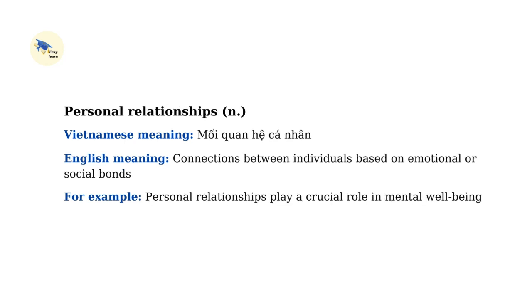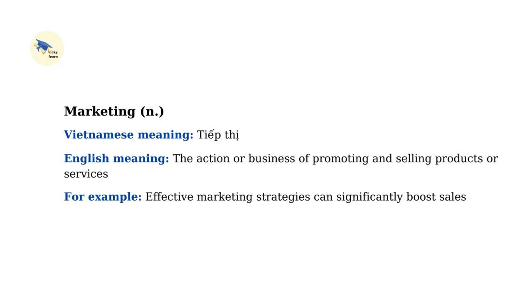Personal relationships. Mối quan hệ cá nhân. Connections between individuals based on emotional or social bonds. For example, personal relationships play a crucial role in mental well-being. Marketing. Tiếp thị. The action or business of promoting and selling products or services. For example, effective marketing strategies can significantly boost sales.